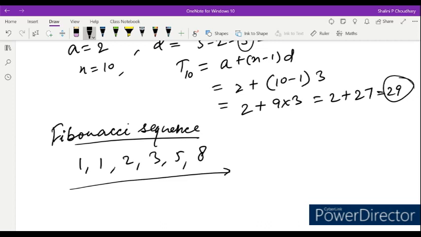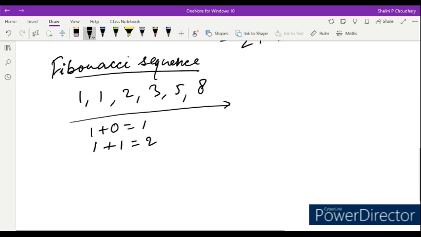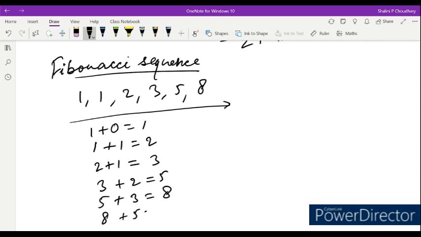Whenever we are adding, 1 is the first term, and 1 plus 0, because before 1 there is no term, so we take 0. So 1 plus 0 will get 1. Again, 1 plus 1 will get 2. Now 2 plus 1 will get 3. 3 plus 2 will get 5. 5 plus 3 will get 8. 8 plus 5 will get 13.